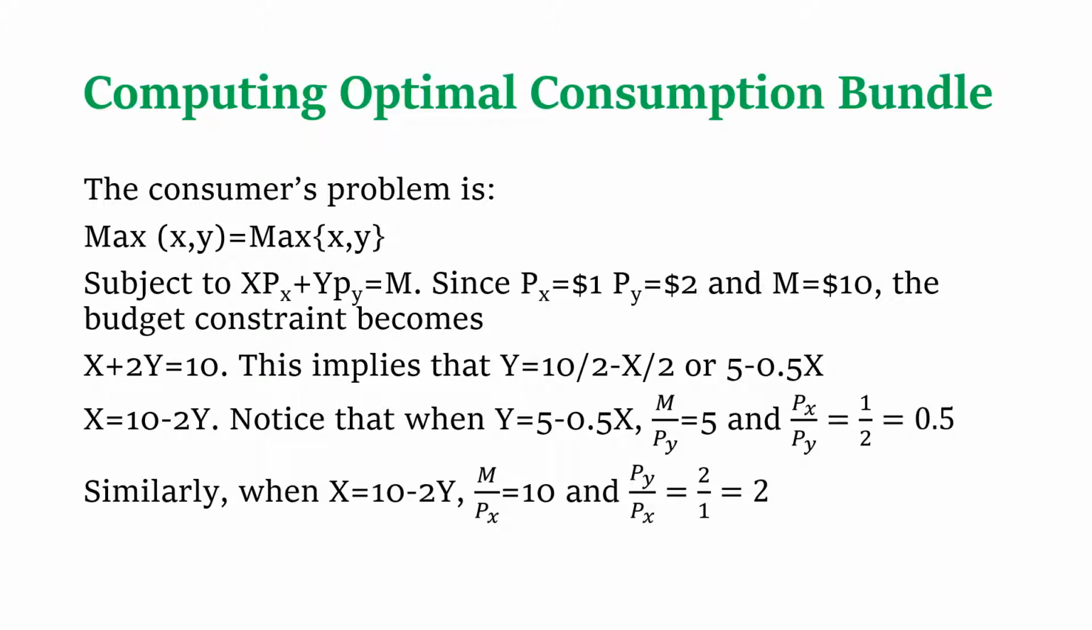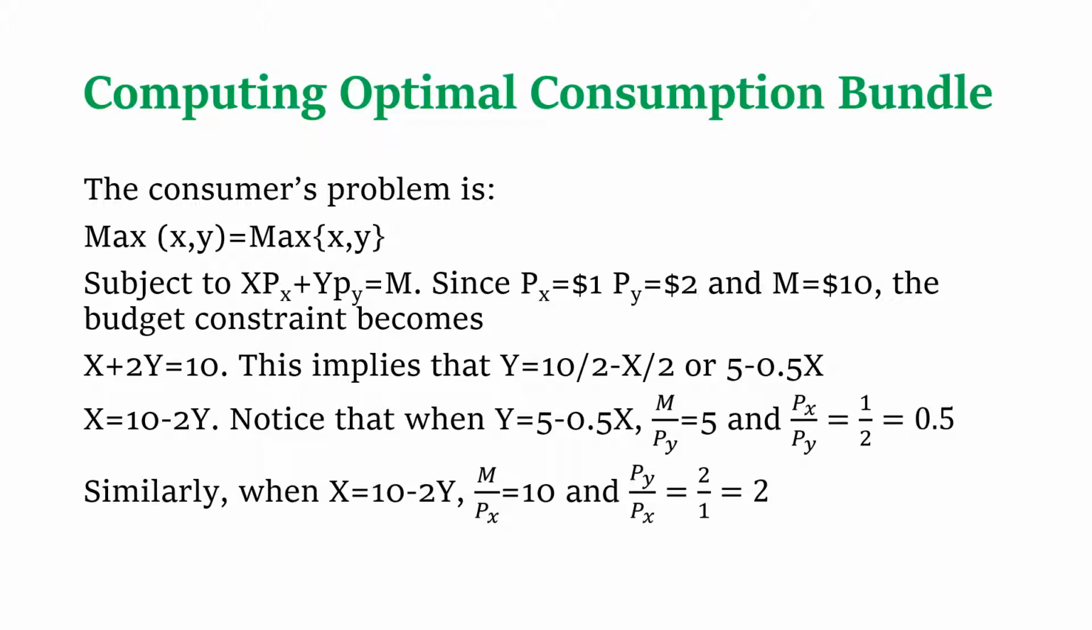Now remember, we don't write 1x here because the price of good X is 1, so it's just X. So it's X plus 2Y equals 10. This implies that Y equals 10 over 2 minus X over 2, or 5 minus 0.5x.